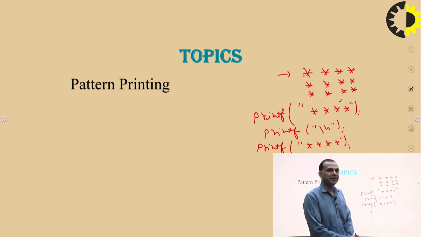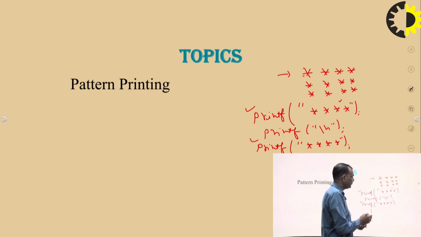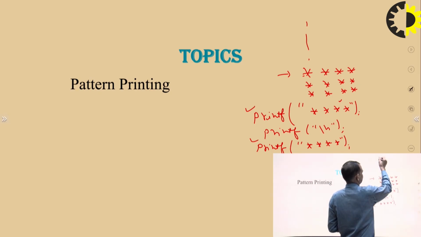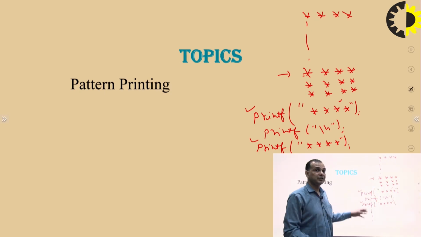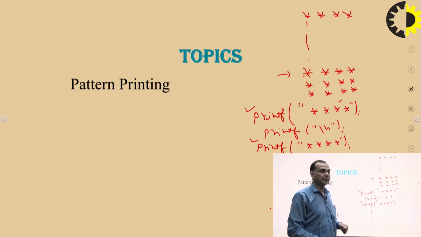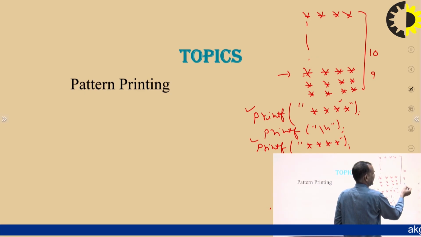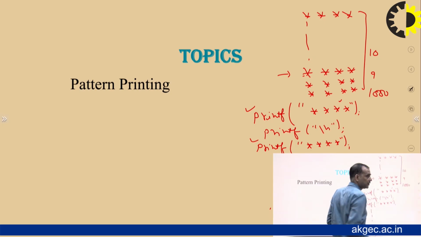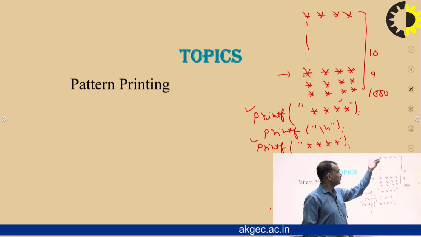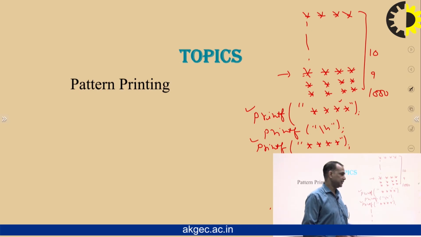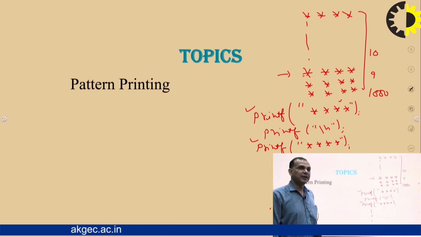This is pattern printing. There is a basic simple way, that is using printf. But if we have to increase the number of lines, how many times will we use printf again and again? Suppose first I have to run this 10 times, next time 9 times, next time 1000 times. If we have to repeat one line again and again, using printf is not a better way.